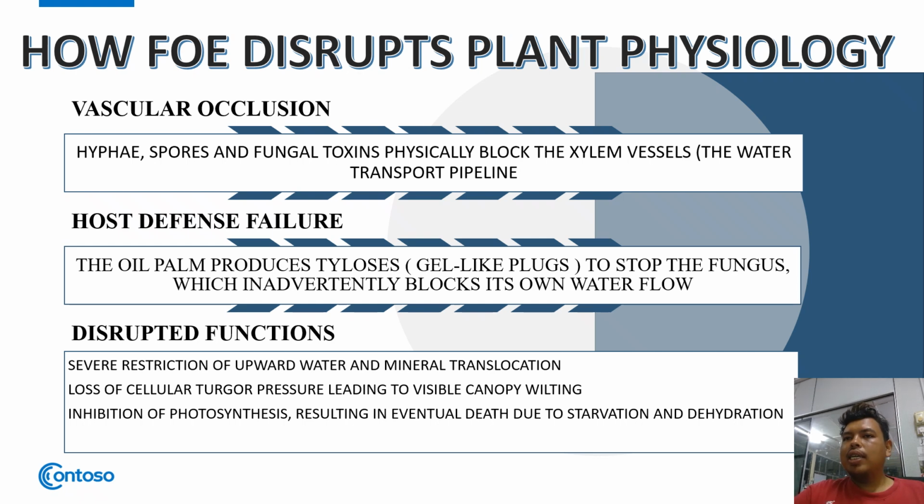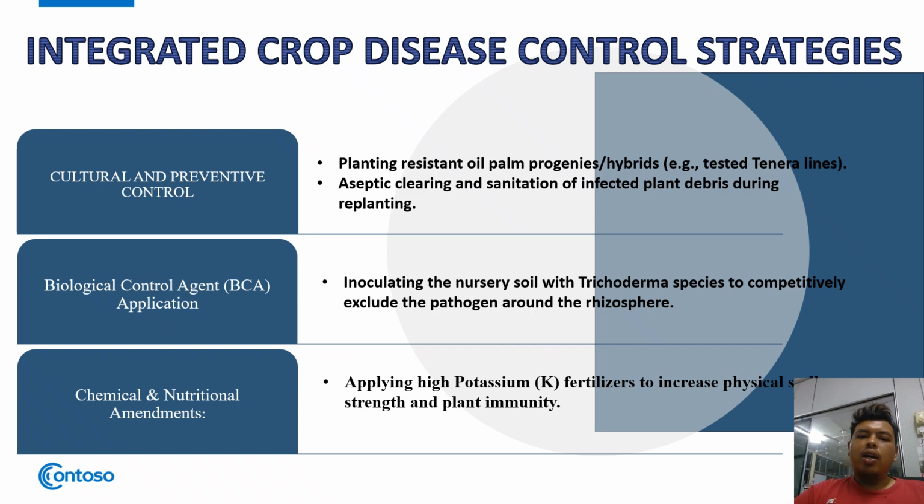Finally, on slide 6, how do we control this aggressive disease? We must use an integrated approach. First, prevention relies on planting resistant oil palm progenies, particularly tested Tenera lines. Second, excellent field sanitation and the clean clearing of infected debris during replanting are required.